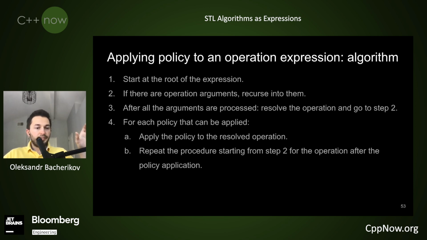If not, we start to apply policies that can be applied to our operation. So each applicable policy we apply, and after that, we need to repeat the procedure starting from step 2 for the operation after the policy. So it's not really a complex algorithm, but still has a couple of separate concerns.